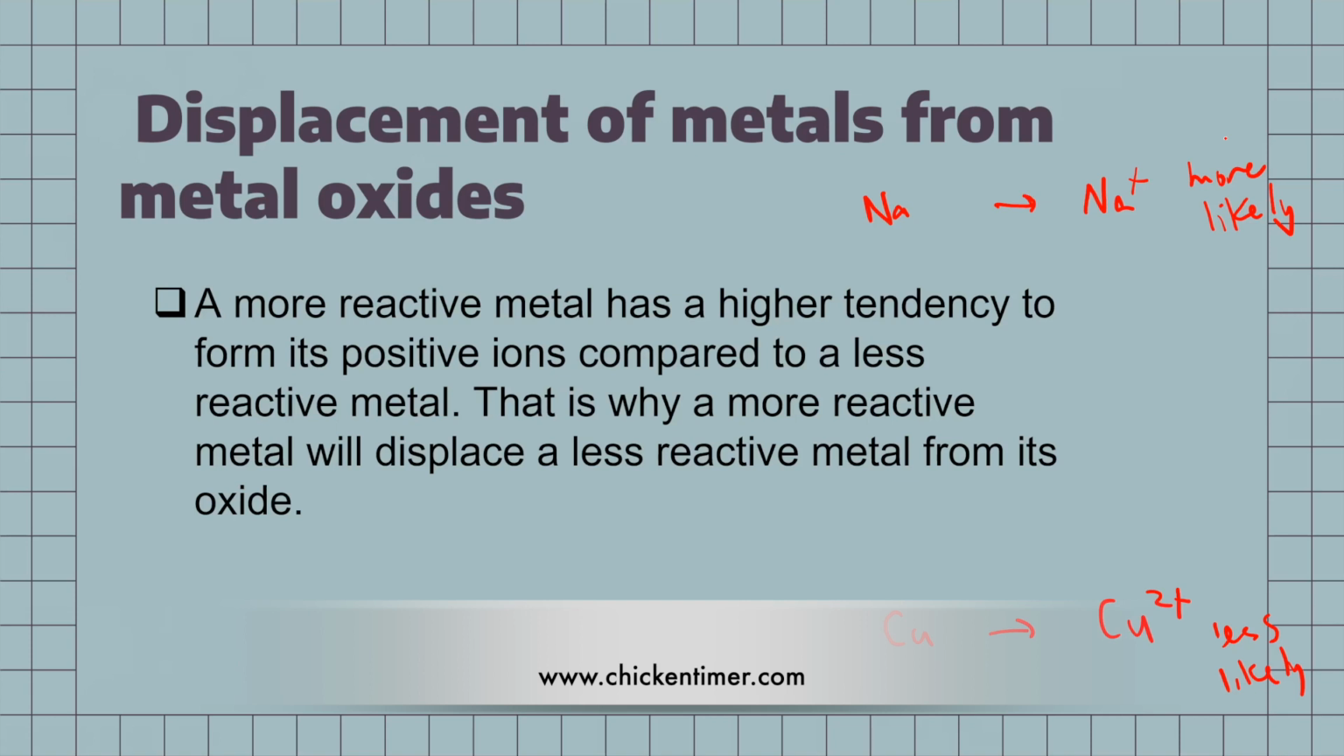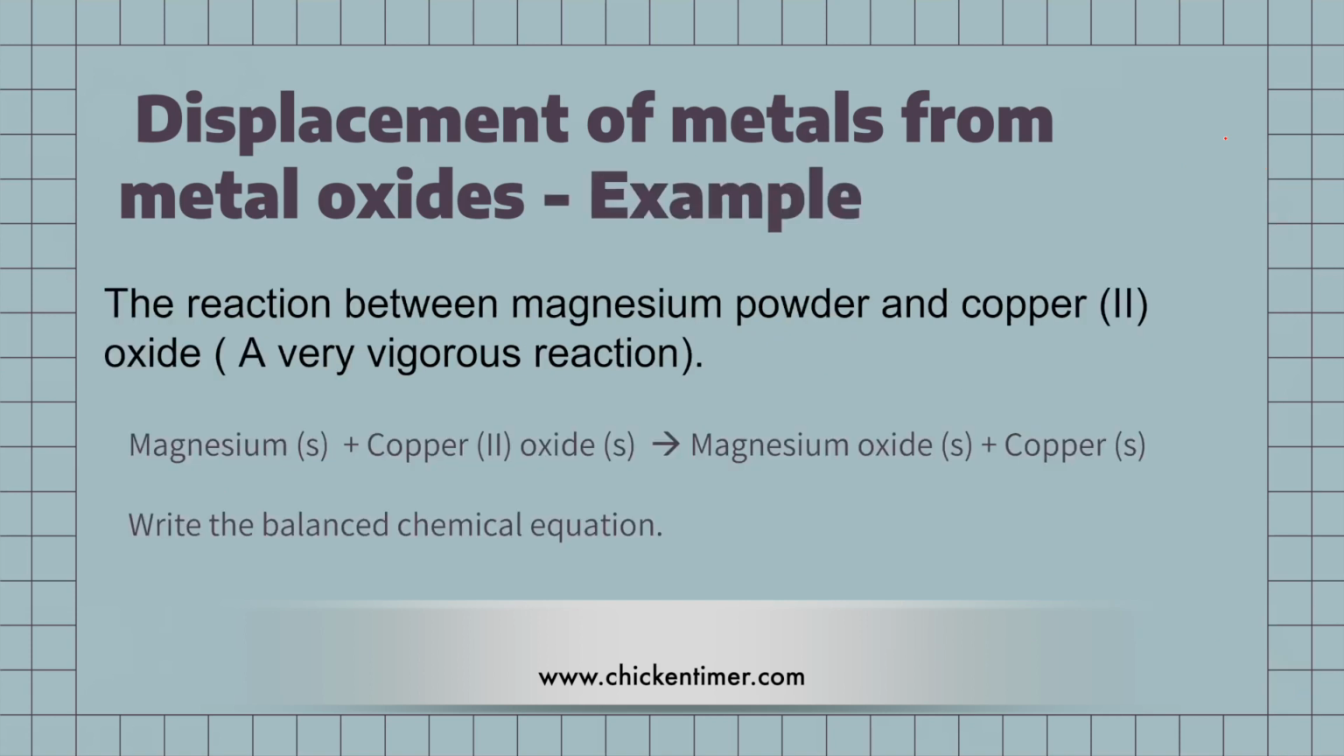This is what they're saying. Okay, so you have an example here. What you have is magnesium metal and copper 2 oxide. Magnesium, because it's more reactive, will displace copper, and then magnesium goes into the oxide. So then you get a very vigorous reaction here because magnesium is a relatively reactive metal. It's quite reactive.